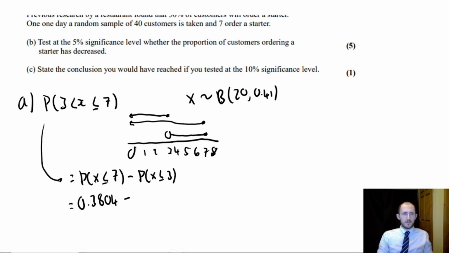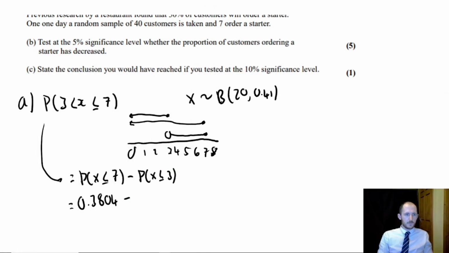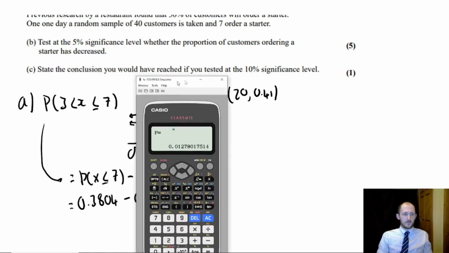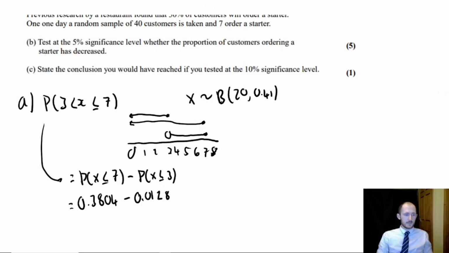And minus, and we're going to do the exact same thing, but for 3 instead. 0.0128. So I've just rounded both of them to 4 decimal places. What we're going to do is go back to calculate and do 0.3804 minus answer. You get 0.3676.